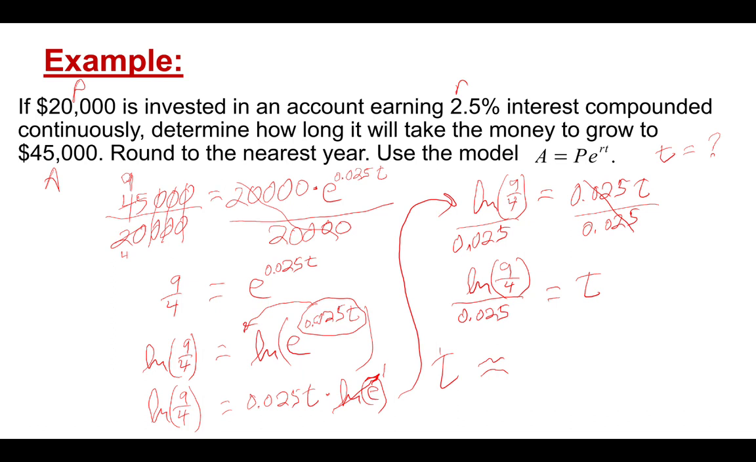Nearest year. So this is time in years. So I actually get 32 years. It's actually a little bit more, but it's not to 32.5. So rounding to the nearest whole year, 32 years. So if you're young and you have 32 years left to live, depositing $20,000 in an investment account at 2.5% interest is going to give you $45,000 in 32 years. So more than double, which is nice. You should consider that while you're young.